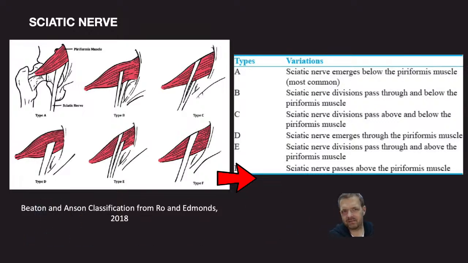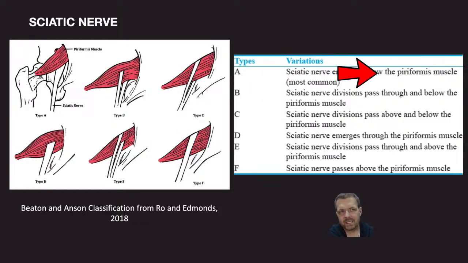This is really interesting, I think, well, for me anyway. These are the different variations of the sciatic nerve. It's called the Beaton and Anson classification, from these authors, Rowan Edmonds from 2018. And they categorize the sciatic nerve at around the piriformis area into 6 specific categories. And they are these. So we've got type A. This is the most common.